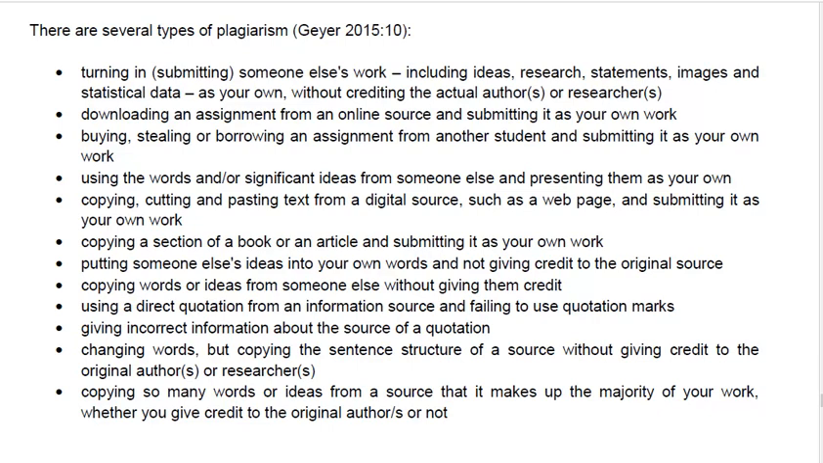Copying a section of a book or an article and submitting it as your own work. Putting someone else's ideas in your own words. Okay, guys, it's a lot and time is not on our side. Just try to follow the way that I have used here so that you can accumulate more marks. And do not forget to cite, guys. Cite your work. Insert footnotes and endnotes.